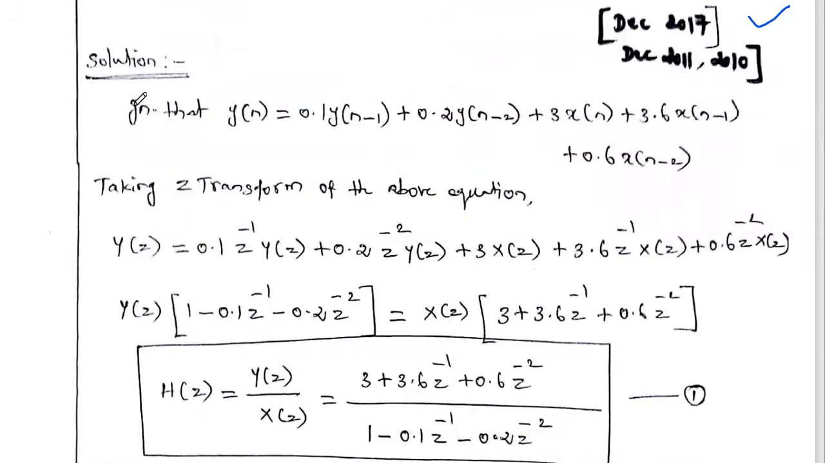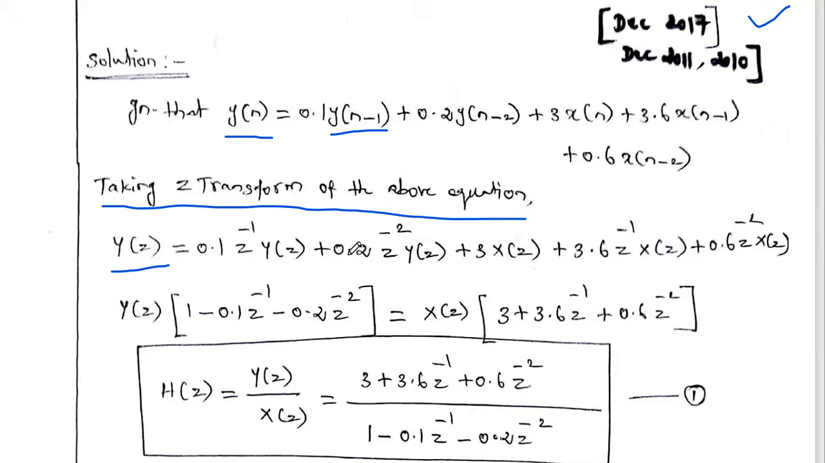So first, you just write the given equation. Then in order to convert this time domain equation into the Z domain, first we have to take the Z transform of the above equation. What is the Z transform of small y of n? It is capital Y of z. Then this 0.1 is a constant, you keep it. What is the Z transform of y of n minus 1? Z power minus 1 into Y of z.